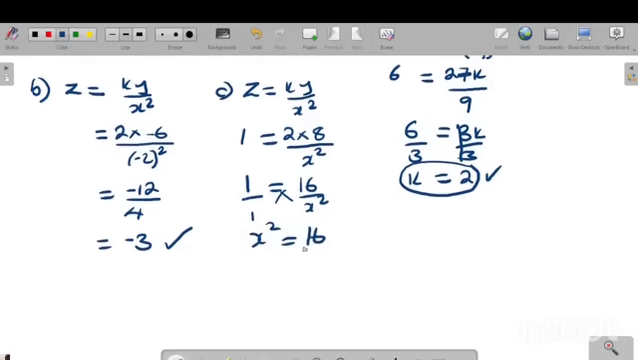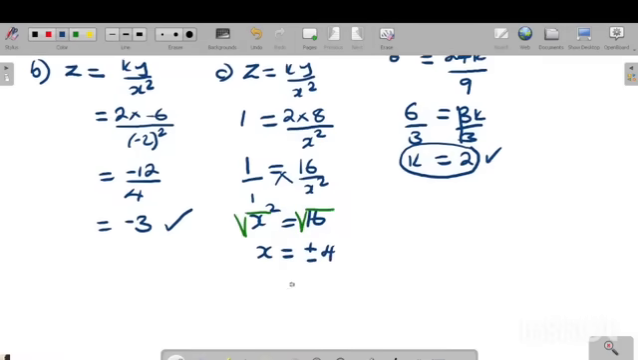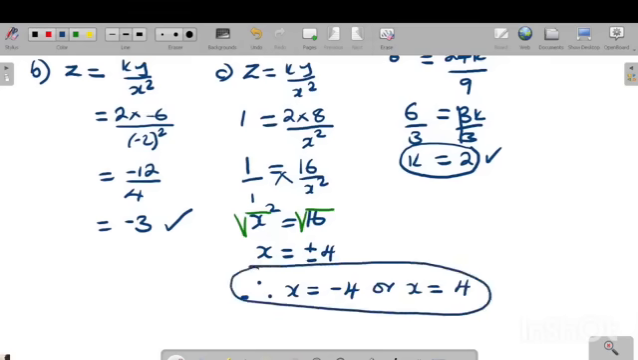So to find the value of x, you take square roots on both sides. Then you are going to have x is equal to plus or minus the square root of 16, which is 4. So therefore x is equal to negative 4 or x is equal to positive 4. Alright, this is the answer.